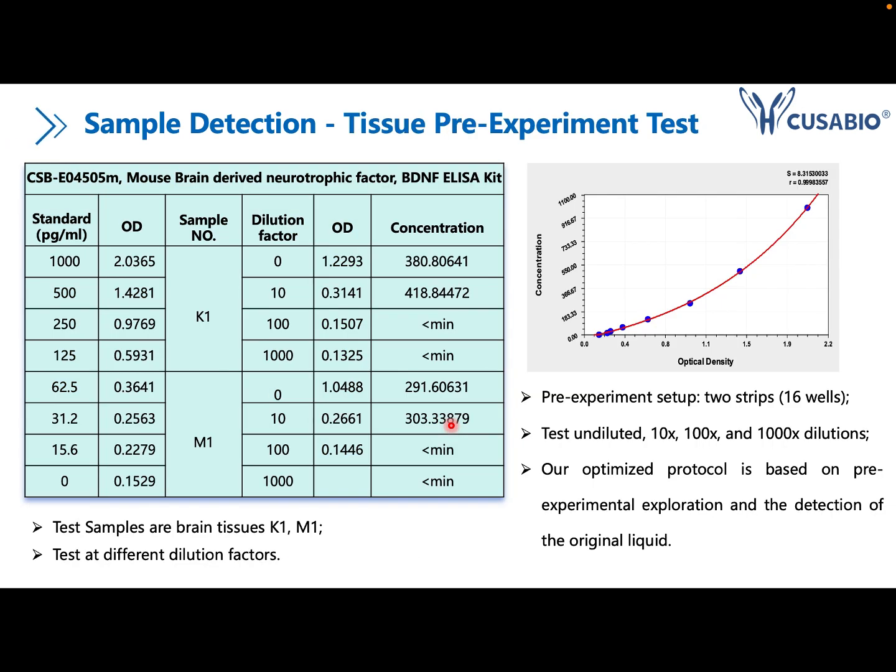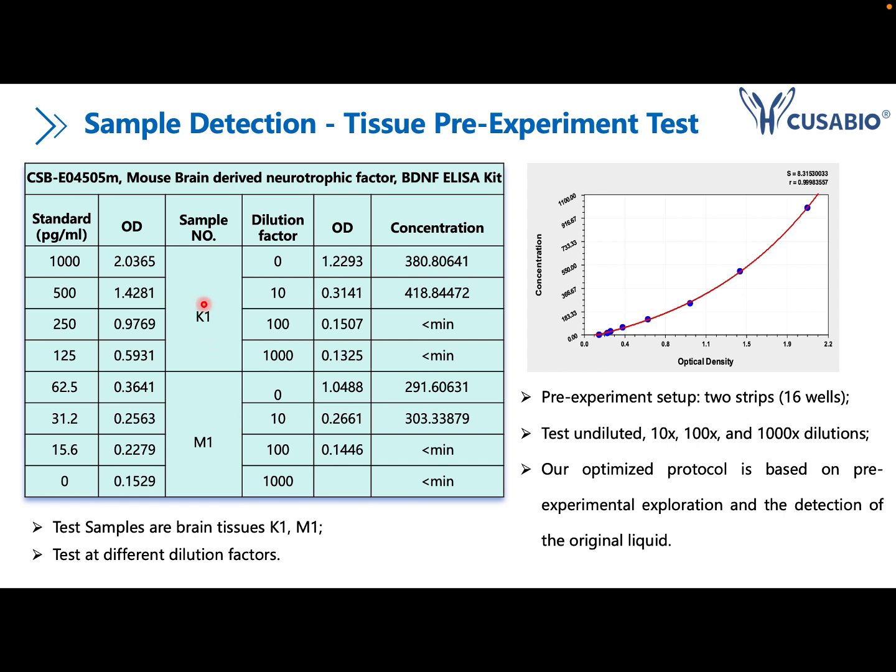Here's another case about the importance of the pre-experimental test. For the pre-experimental test here, we are using tissue samples. So using our CUSABIO ELISA kit, the mouse brain-derived BDNF ELISA kit, we use the kit to test the brain tissues K1 and M1. So this shows you how important the pre-test is. And from the pre-test experiment, you can find the optimal protocol and the optimal dilution factor.